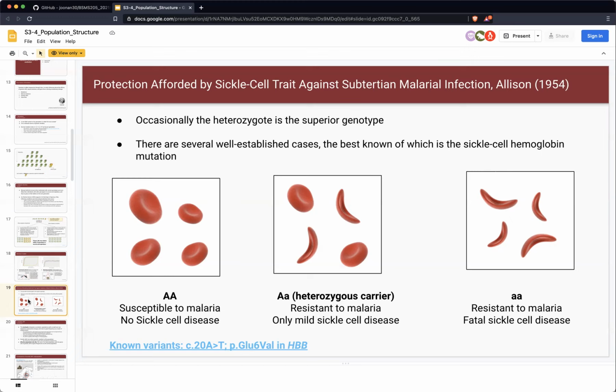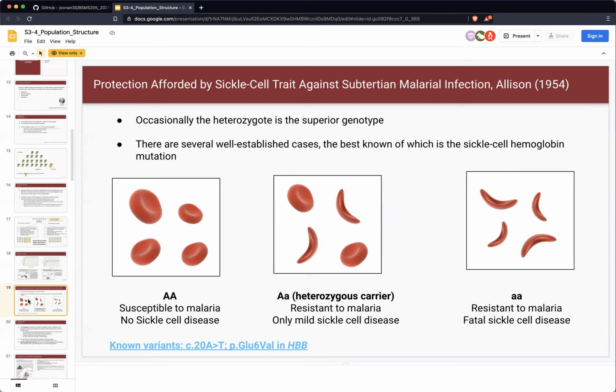But in other words, if you have the recessive genotype, which is the abnormal shape of your cell, it's definitely resistant to malaria, but also fatal in the sickle cell disease situation.